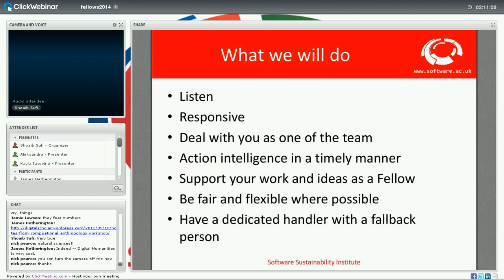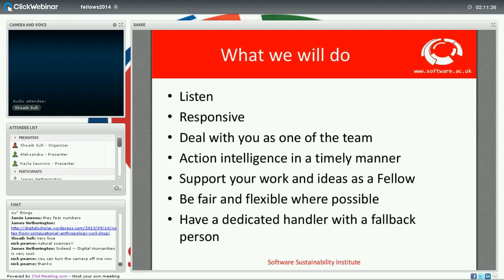So those things that we all do, I feel that we've been true to these, and I hope you agree. And it was heartening to hear the fellows talk about their experiences with us and seeing it as a very positive thing. So we will listen. We will be responsive, and we'll deal with you very much as one of the team. It's not so much demos, it's you're doing this, somebody's doing something for software in their domain. Well, that furthers the aims of the institute, and we're all interested.